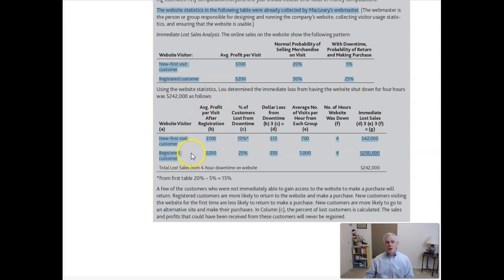Now let's make a calculation here. So for the first-time customers, there's the profit. Now we're losing 15%. Usually 20% will make a purchase. 5% might come back, so we're losing 15%. And you can multiply this to get $15. I realize now this column is really not necessary.